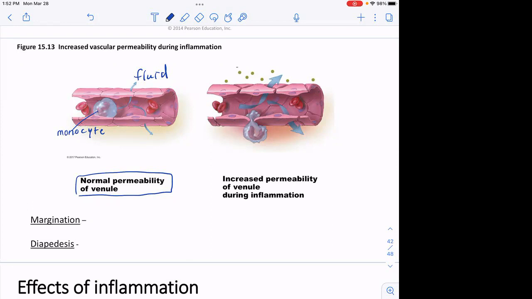Well, what if there are inflammatory mediators present? We get the vasodilation, the blood vessels getting larger. The space in between those epithelial cells is getting larger, and so not only do we have more fluid leaving, but we also have the migration of some kind of white blood cell, like a monocyte maybe, leaving that blood vessel and going out into the tissues. That's the chemotaxis of that white blood cell. It's following the signals to where it needs to go.